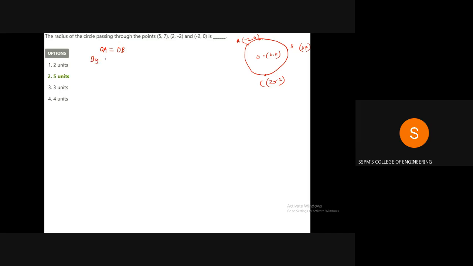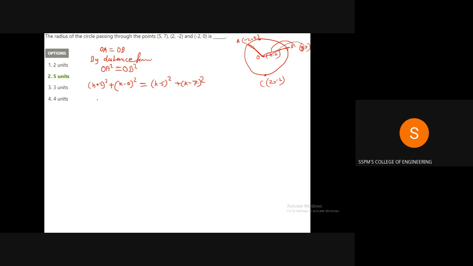So by distance formula, what can we write? For OA equal to OB, we can directly write OA square is equal to OB square to simplify this. OA square is given by H minus minus 2, that is H plus 2 square, plus k minus 0 square, is equal to, now for OB we have h minus 5 square plus k minus 7 square.